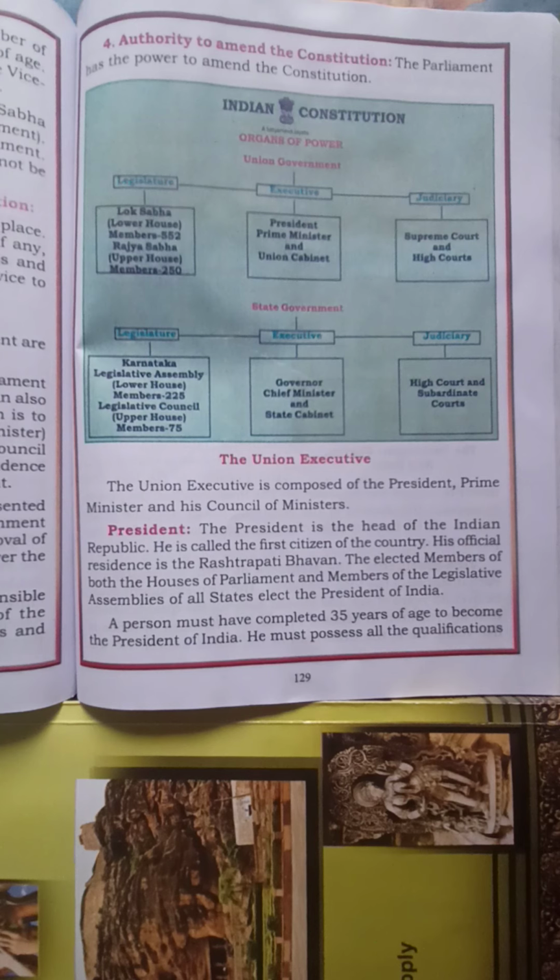You have a small diagram here about the Indian constitution, showing how the organs function, about the central government, the organs of power, the three organs: legislature, executive and judiciary. So you can go through it. Next, let us study about the union executive. The union executive is composed of whom? The president, prime minister and his council of ministers.